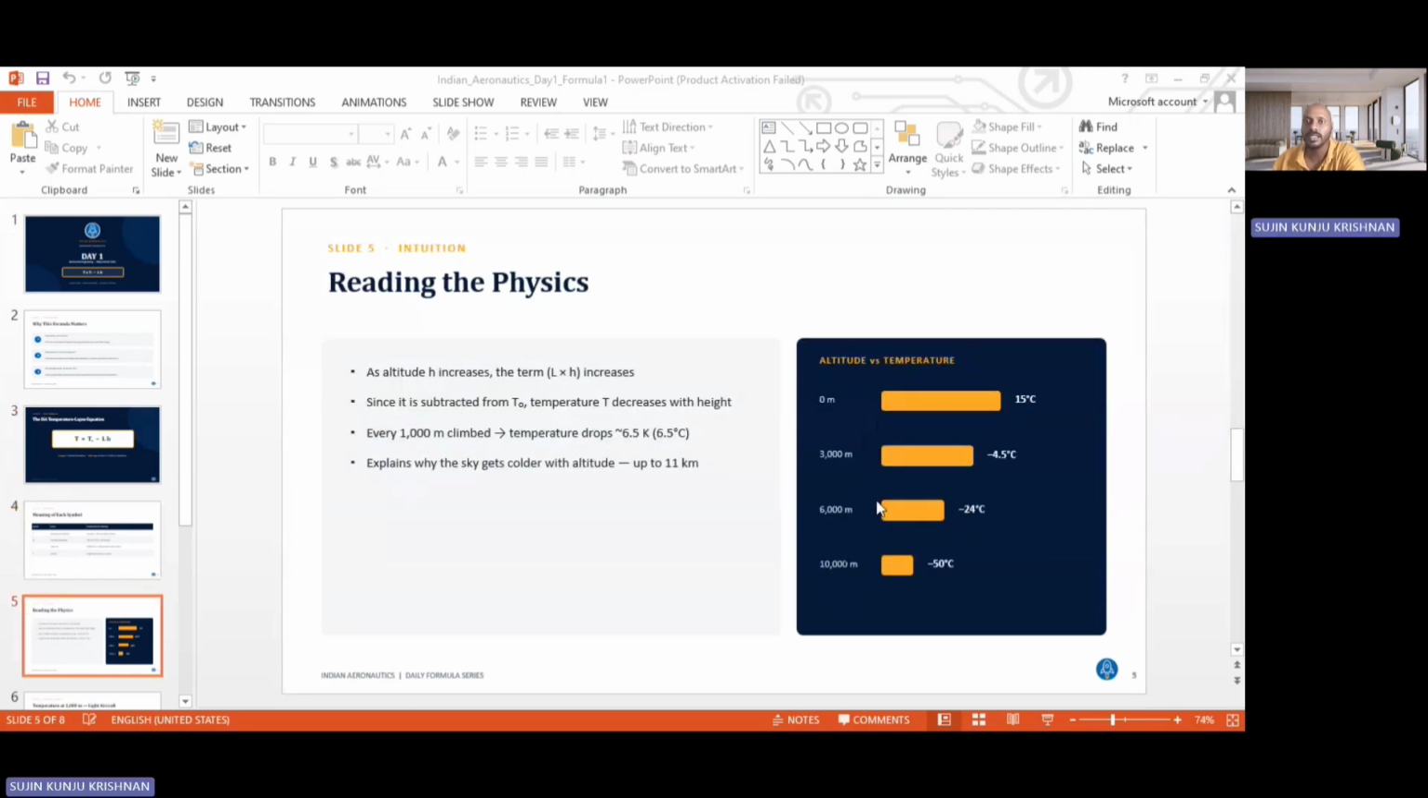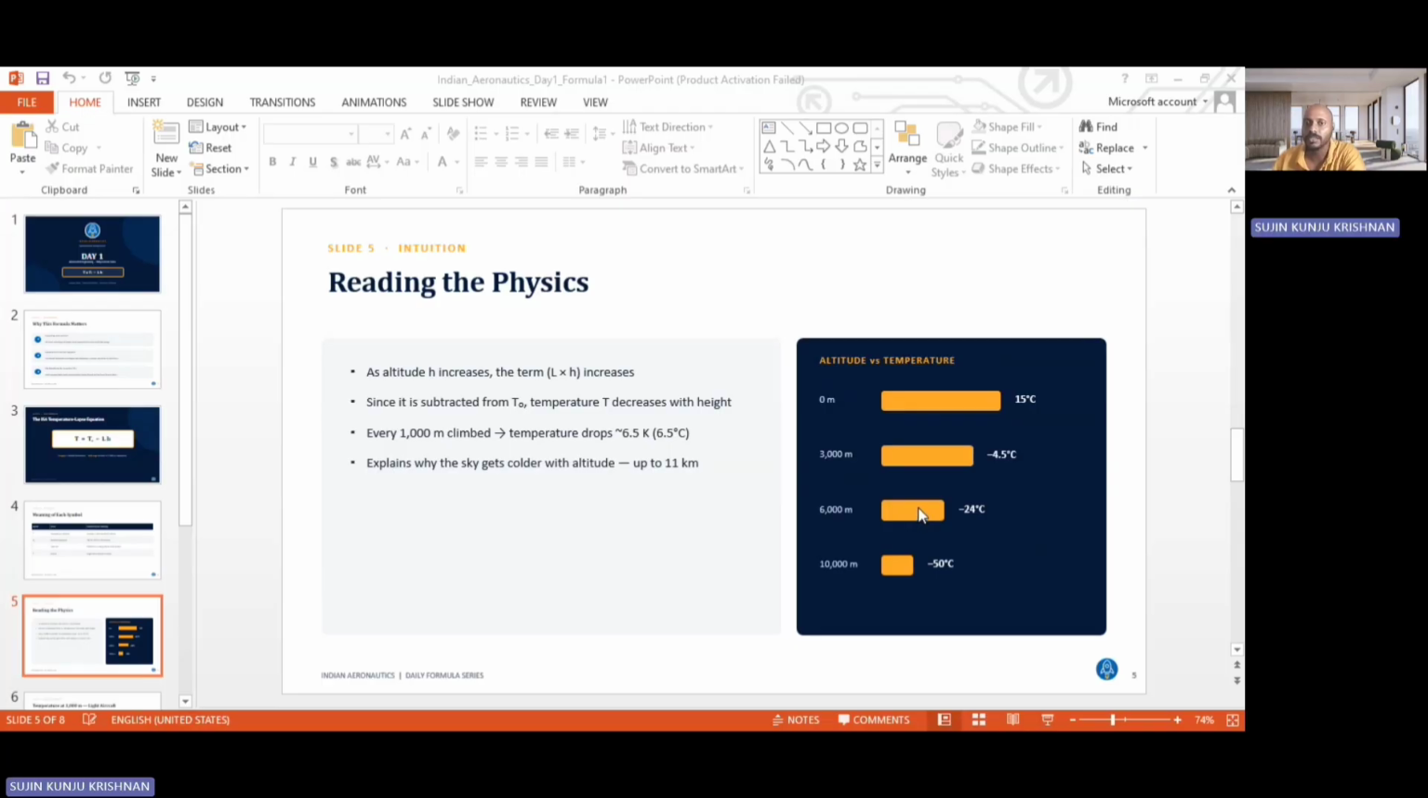Here is the intuition, not just the algebra. Look at the formula. We are subtracting L times H from T0. As H, the altitude, goes up, that subtracted term gets bigger, so T, the temperature, must come down. In plain numbers, for every 1,000 meters you climb, the temperature drops by about 6.5 degrees.